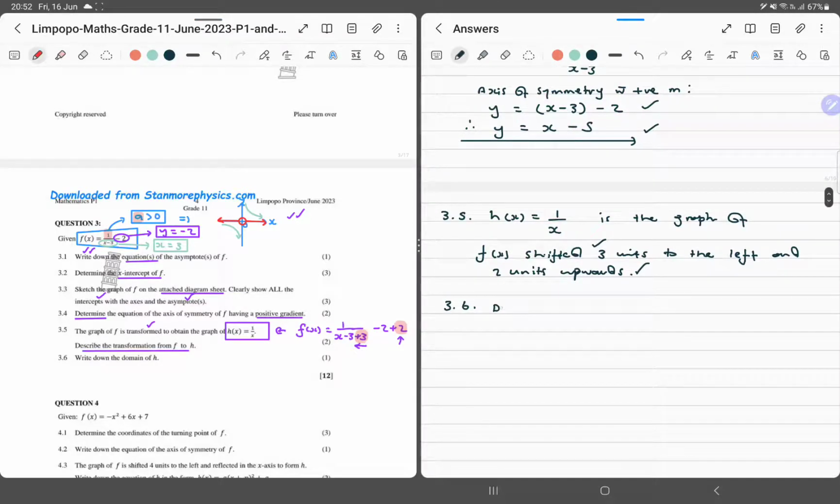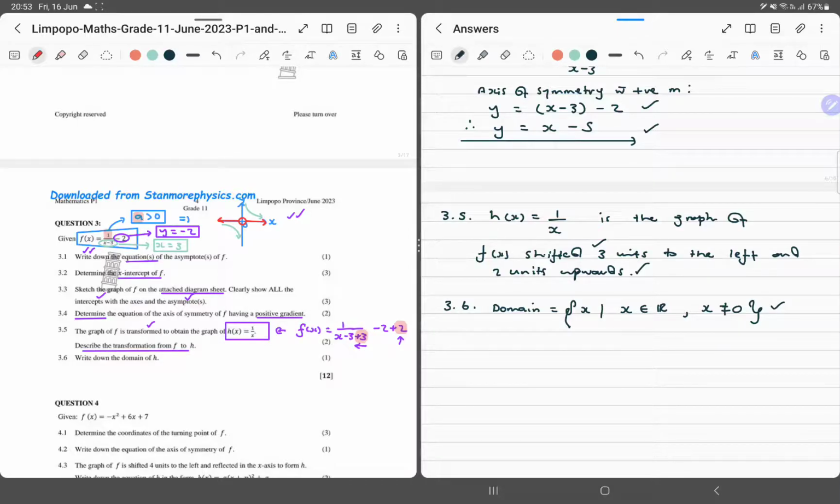So we can just say the domain is equal to a set of x values such that x is an element of real numbers, but x cannot be equal to 0. Or you can say x is not equal to 0. Because if x is 0, then we will get an asymptote. Remember, we can't divide by 0. It is undefined. So that is why it is like that.